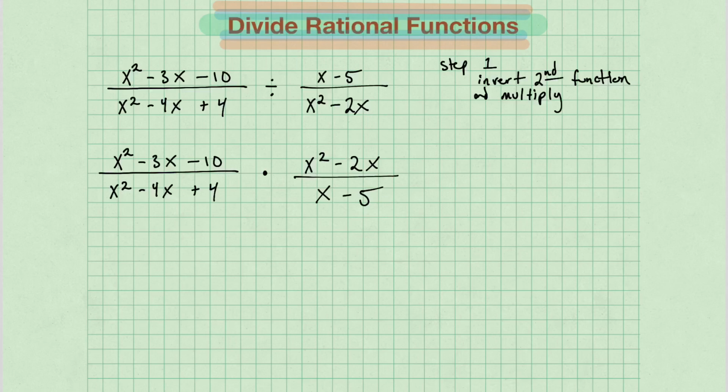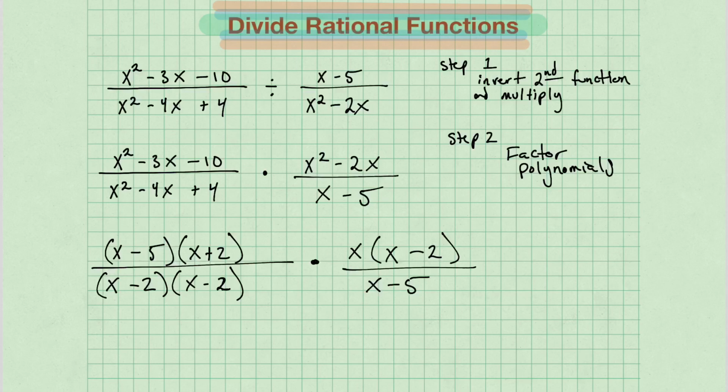All right, and here's what that looks like. We just simply inverted these and changed the division to a multiplication symbol. Next step, we're going to factor. We're going to find all the factors. We're going to try and break these down and find the factors and then see if we can't cross out some of these factors.